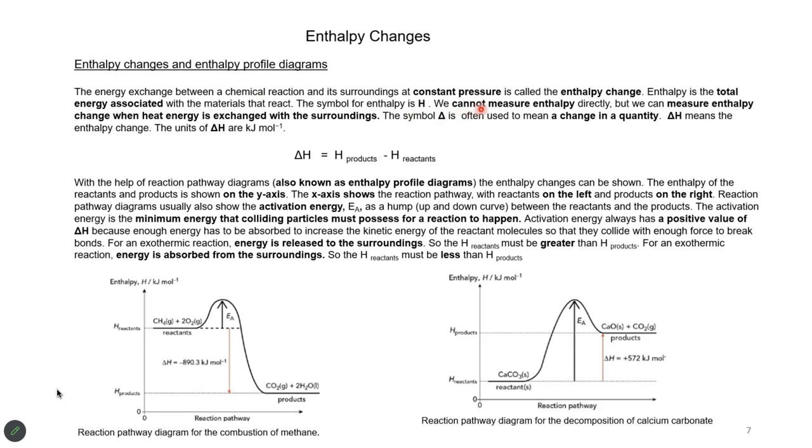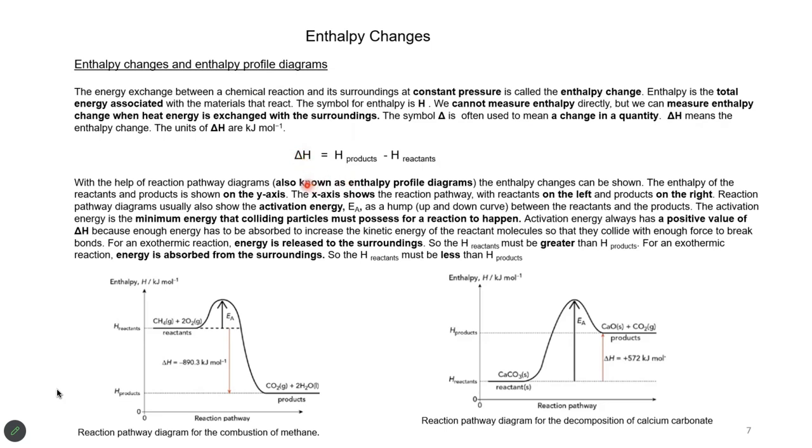Mind it, we cannot measure enthalpy directly, but we can measure change in enthalpy when heat energy is exchanged with the surroundings. Delta is the Greek word meaning any change in any quantity, therefore delta H means the enthalpy change. So what is enthalpy change? Delta H is equal to enthalpy of products minus enthalpy of reactants. That is what we call delta H, enthalpy change.